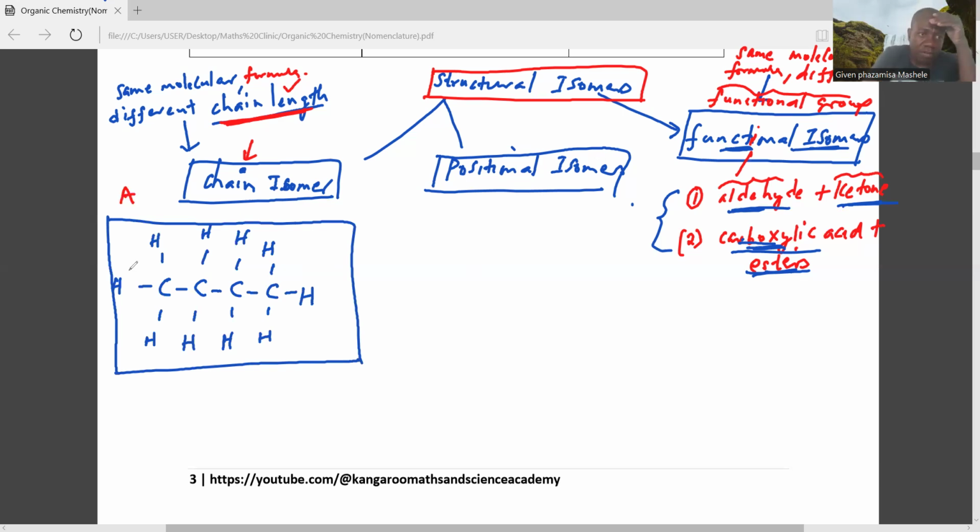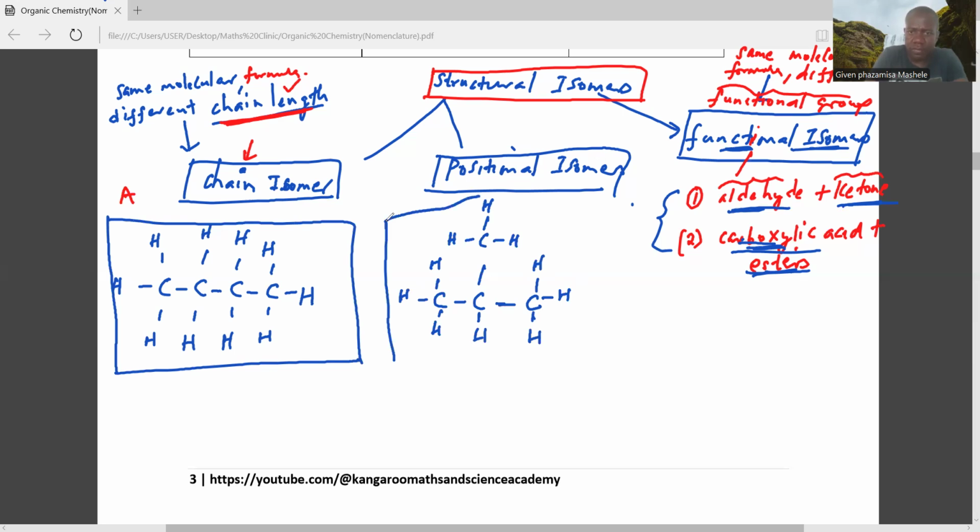Now I have to draw another compound. This time around, I want to do this. 1, 2, 3, then 4. Somewhere here. Okay, 1, 2, 3, 4, 5, 6, 7, 8, 9, 10. Is this an example? Okay, let's do this. These two are actually structural formula because we're even showing the bonds in each carbon.